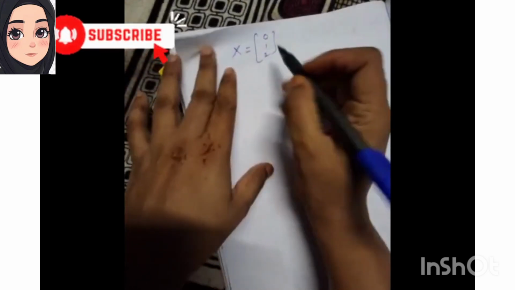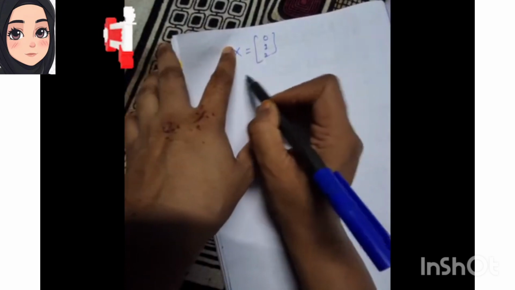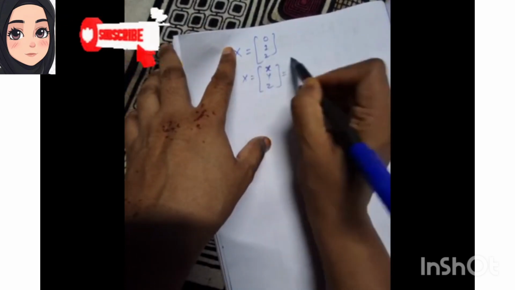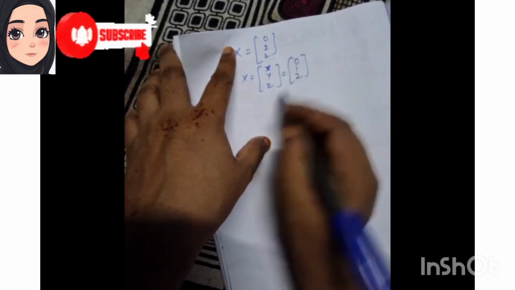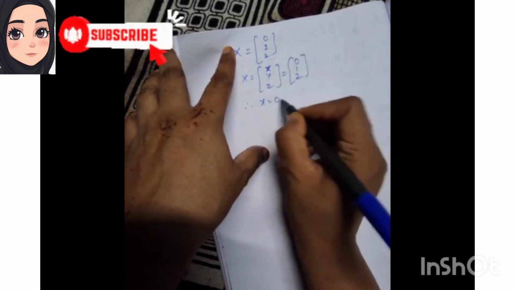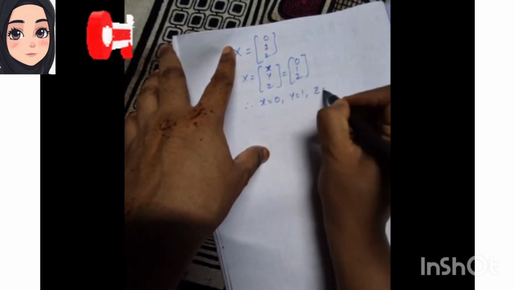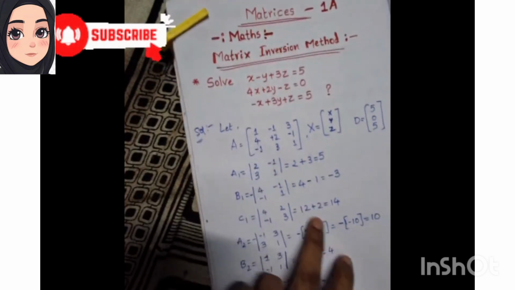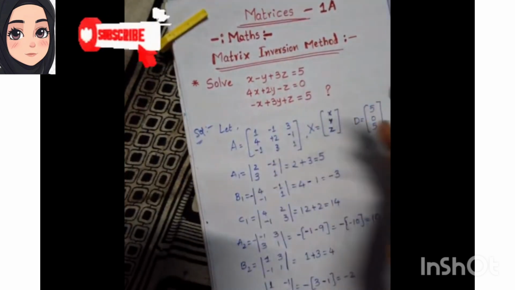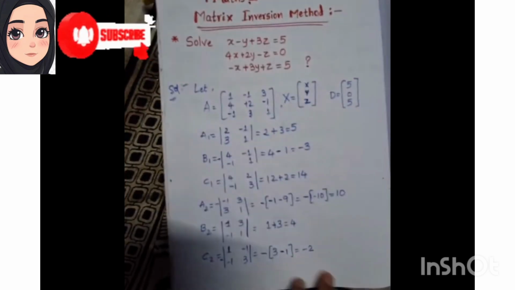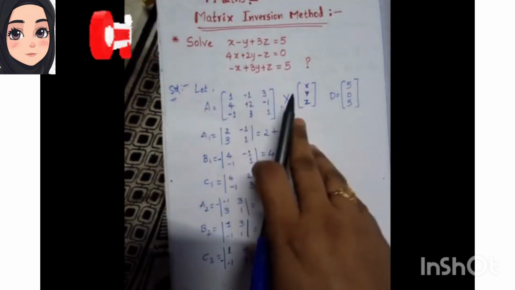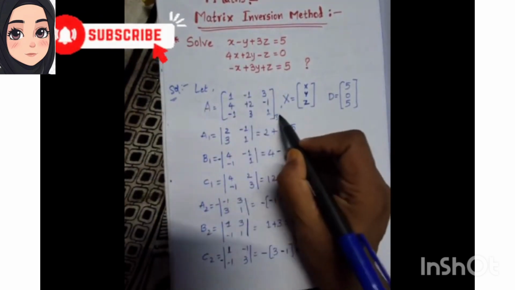Again I am going to explain what steps we have to follow. First, the given equations we have to write in matrix form, that is a 3 by 3 matrix, and D is a single column matrix, and we have to find x y z values, children. Now first we have to find the 2 by 2 matrix of every term, that is A1 B1 C1 A2 B2 C2 A3 B3 C3. A1 means we have to hide the first row and first column, B1 means first row with second column. Like this we have to find all 2 by 2 matrices.